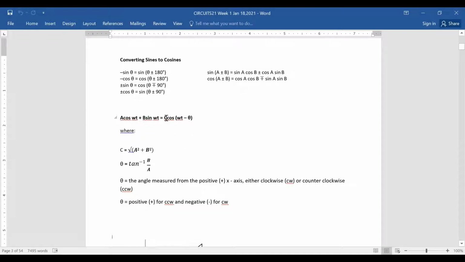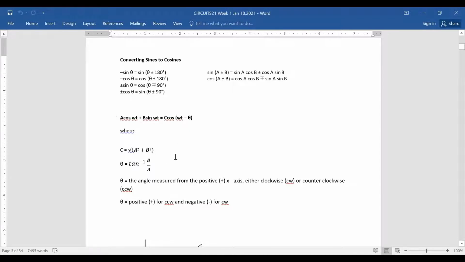So how do we get that c here? By the Pythagorean theorem, c here is equal to the square root of the sum of the squares of the coefficients of cosine and sine here, say the square root of a squared plus b squared. For the angle theta here, it is simply equal to the arctangent of the coefficient of sine over the coefficient of cosine, say arctangent of b over a.